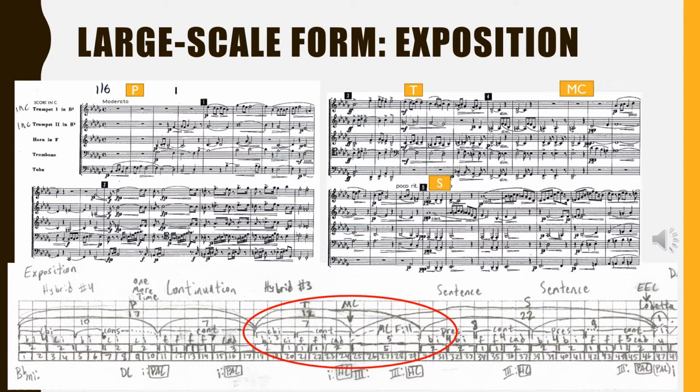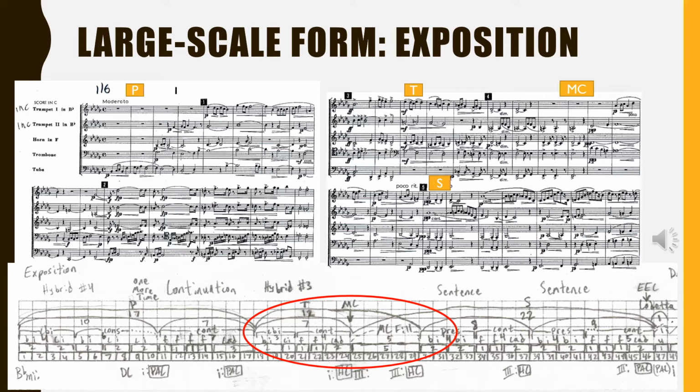Now, right about here in the second phrase, it looks like it's already a transition, but because there's a PAC all the way over here, you can also see it right here in my diagram, that means that this isn't a transition and it doesn't happen until afterwards. So here's where we get to the transition, something like that. And so it leads to the medial caesura.